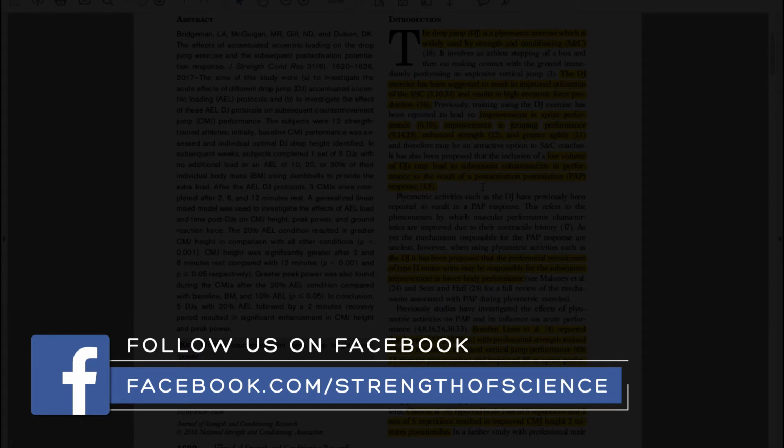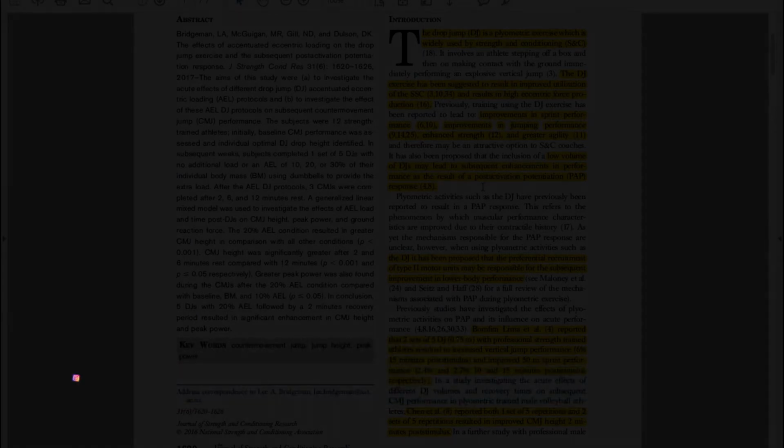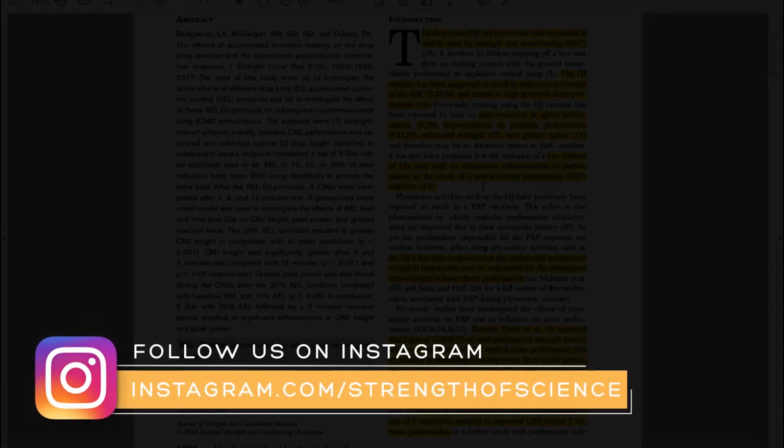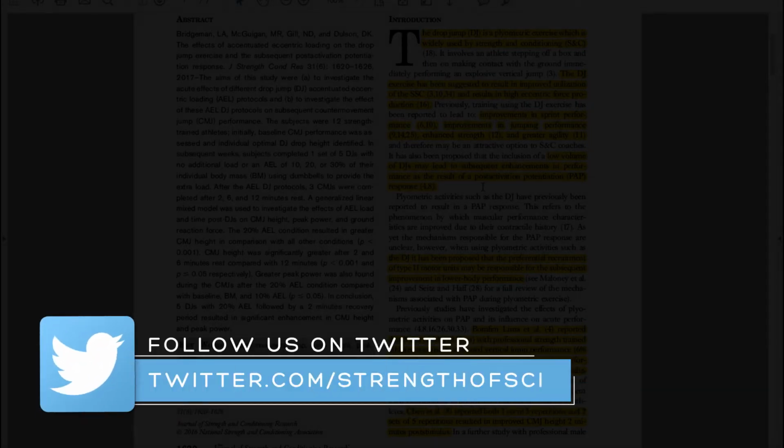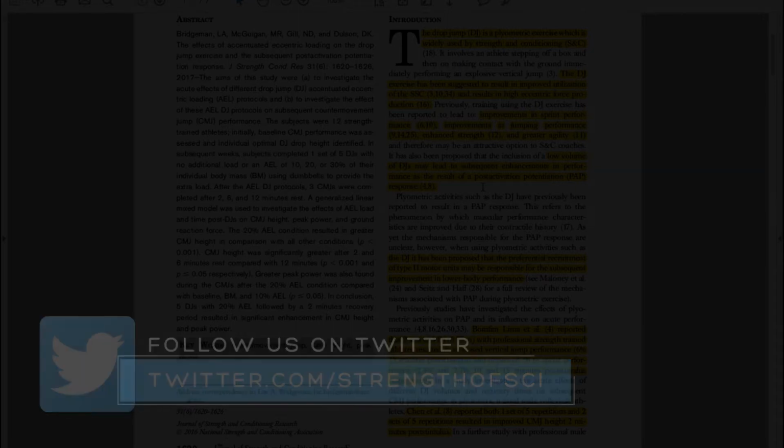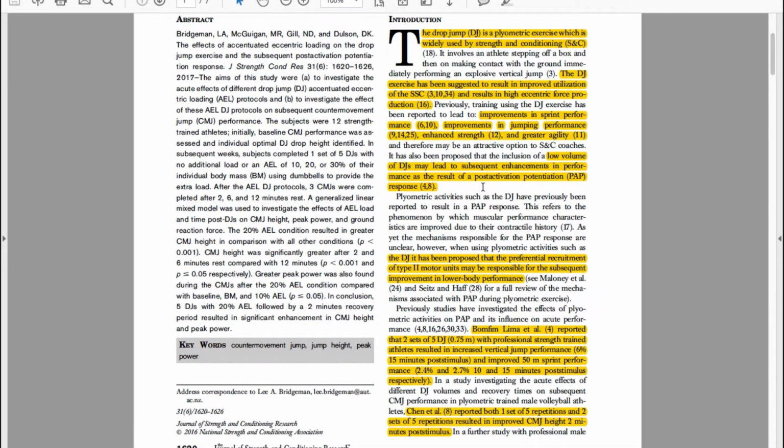The drop jump is a plyometric exercise that is widely used by strength and conditioning coaches. It's been suggested to result in improved utilisation of the stretch shortening cycle and also results in higher eccentric force production. Previously, training using the drop jump exercise has been reported to lead to improvements in sprint performance, jump performance, enhanced strength, and greater agility, and therefore may be an attractive option to S&C coaches.